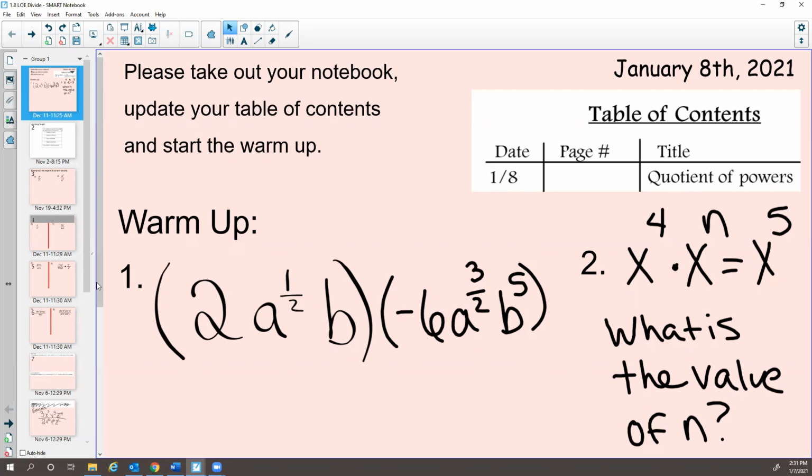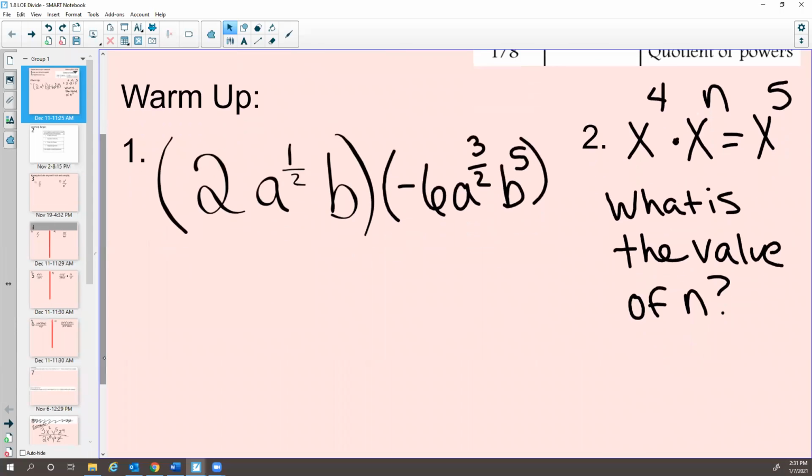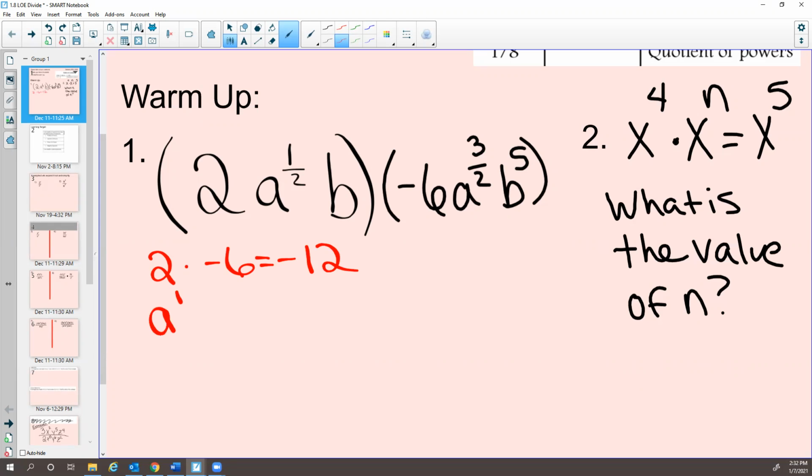All right, so number one, I'm going to start with my coefficients. My coefficients are 2 times -6. We said coefficients, we can just go ahead and multiply them. My a's, I have a to the 1/2. I have a to the 3/2. My exponents, I'm going to add them since I have the same base and I'm multiplying right now. So 1 over 2 plus 3 over 2 is going to give me a to the 2nd power.